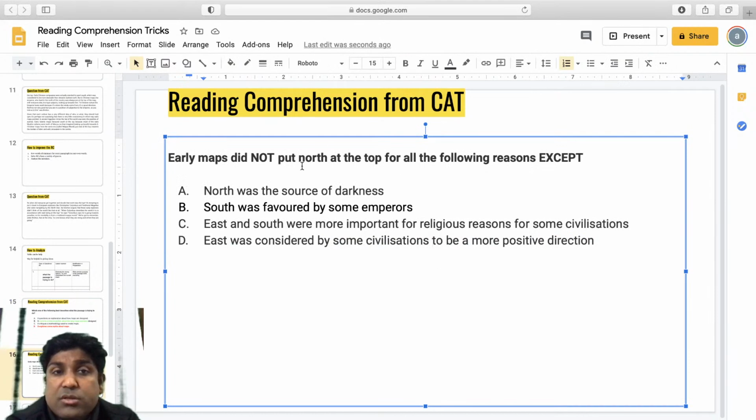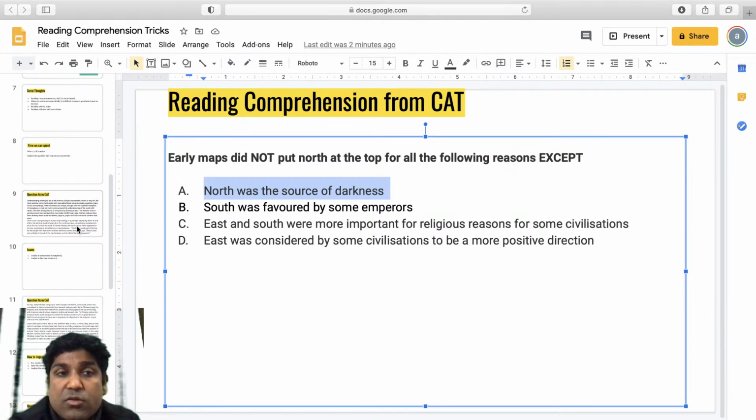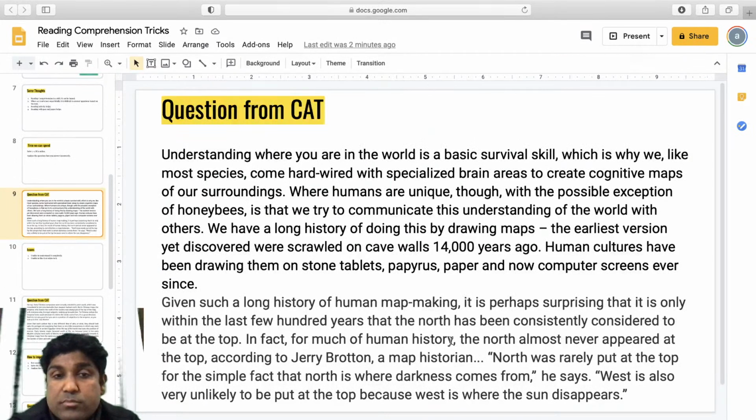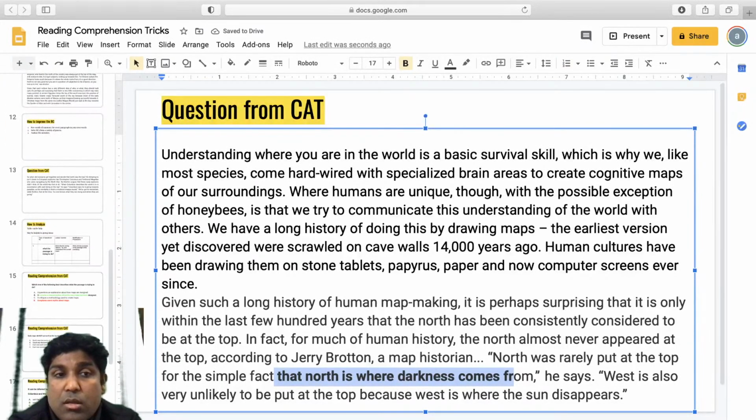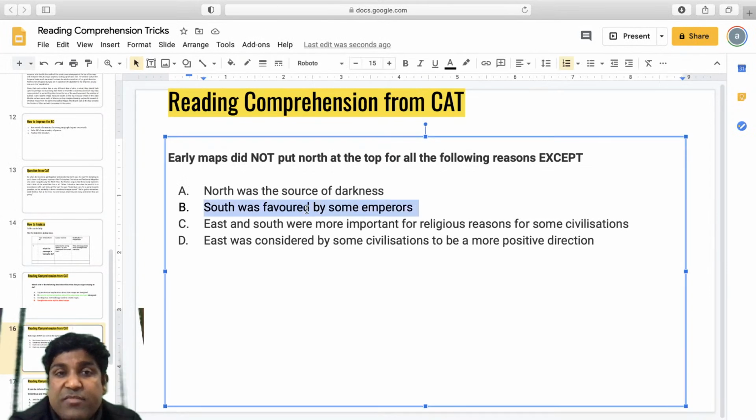Let's try and solve one more question. Why did early maps not put north at the top for all of the following reasons? North was a source of darkness. Yeah, north was a source of darkness. We have read here that north was a source of darkness. And south was favored by some emperors. No, this was nowhere mentioned. South being favored by some emperors is nowhere mentioned.